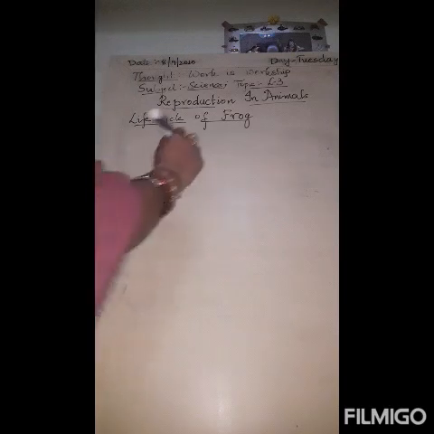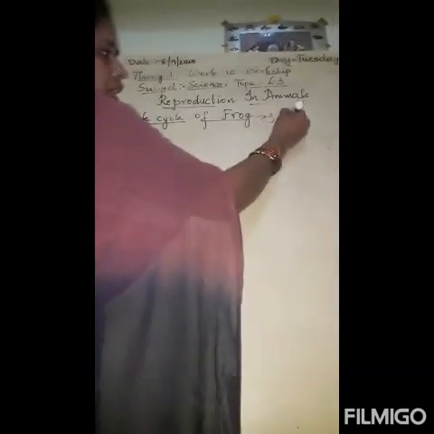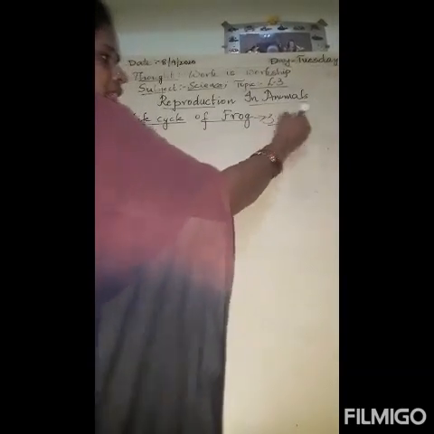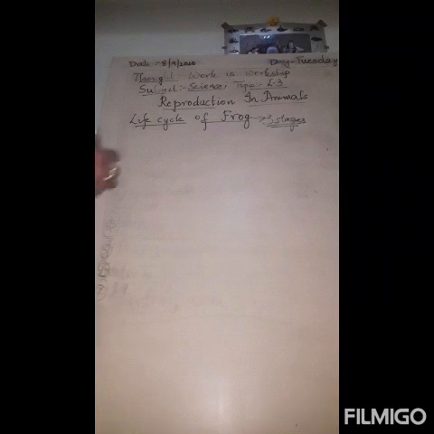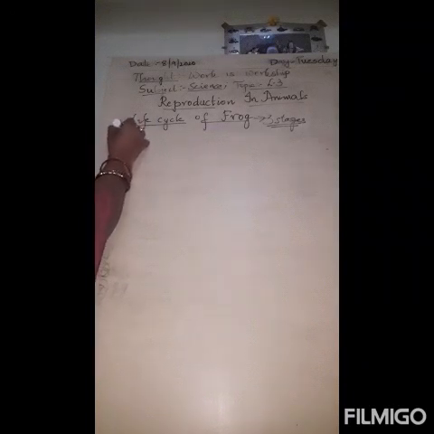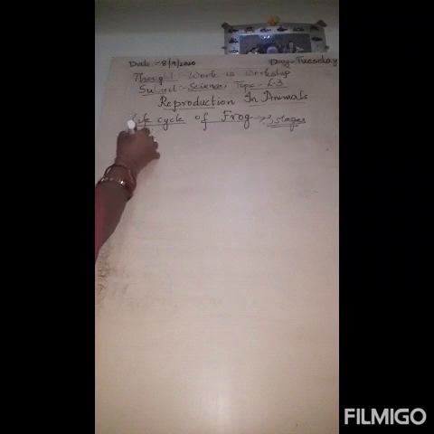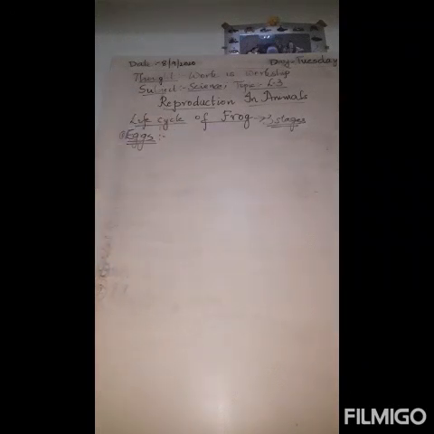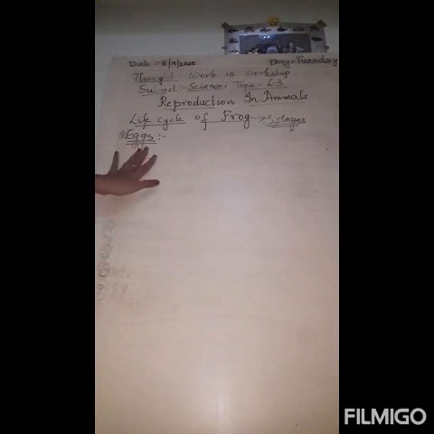In the life cycle of a frog, there will be 3 stages, whereas in the butterfly it was 4 stages. Okay, the first stage, let us go with eggs. The first stage of a frog is eggs. As usual, even in the butterfly it was eggs. Here also it is eggs.